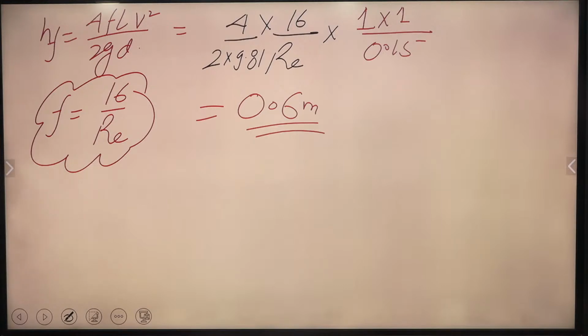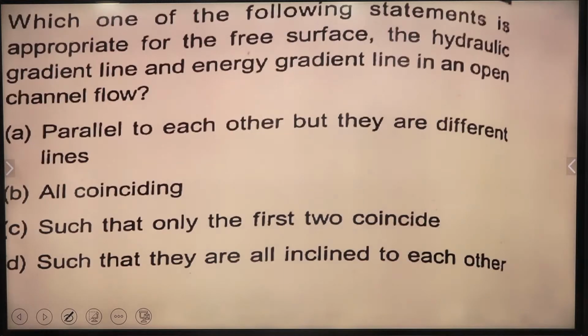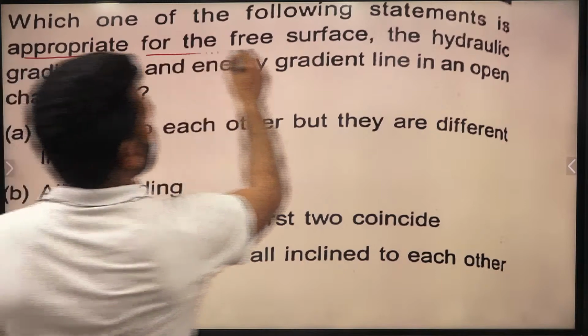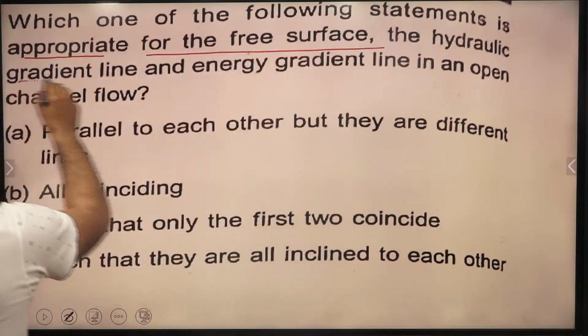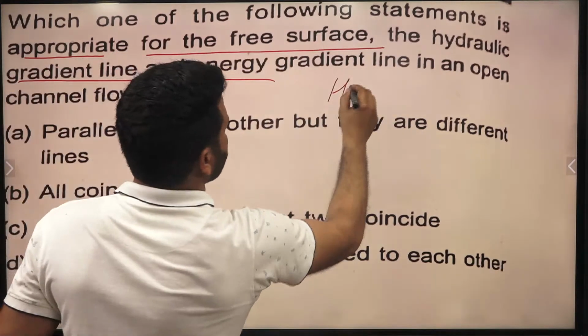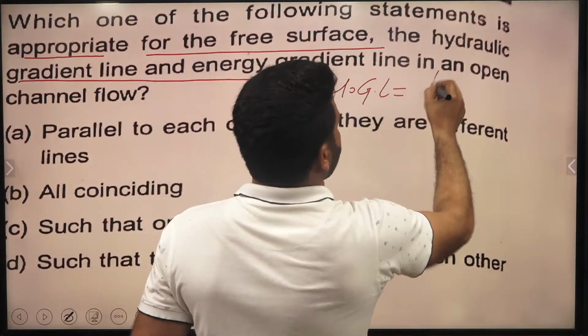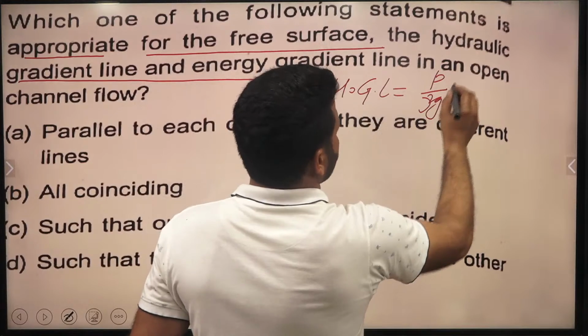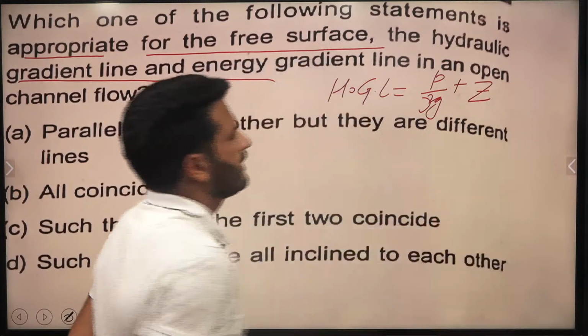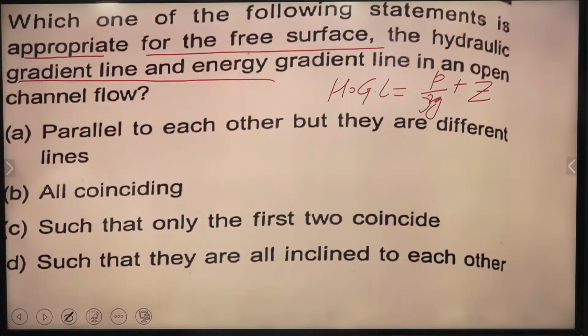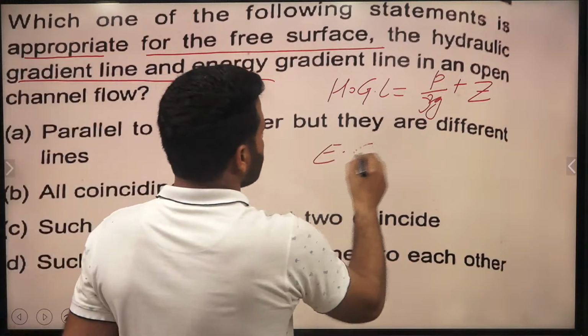Okay, so let's proceed further. Here's the next question. Which one of the following statements is approximate for the free surface? The hydraulic gradient line, HGL, is equal to your pressure head P upon rho g plus your datum head Z. This is your hydraulic gradient line height from the datum, and the energy gradient line, that is EGL.